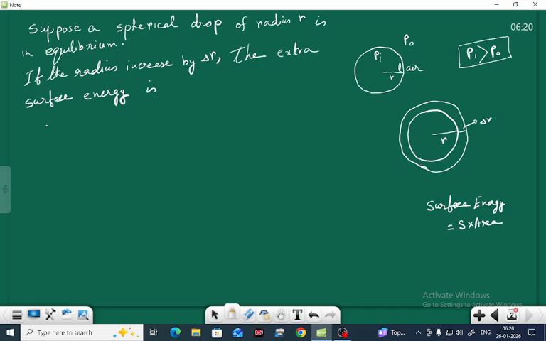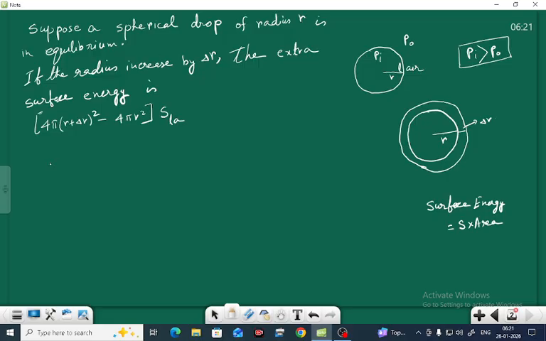So we will find the extra surface energy is the energy of the outer spherical. What is that? That is 4 pi (r plus del r) whole square, minus the smaller one, that is 4 pi r square. This is the change in area into surface tension S_LA, liquid air interface. So the extra surface energy is this one.